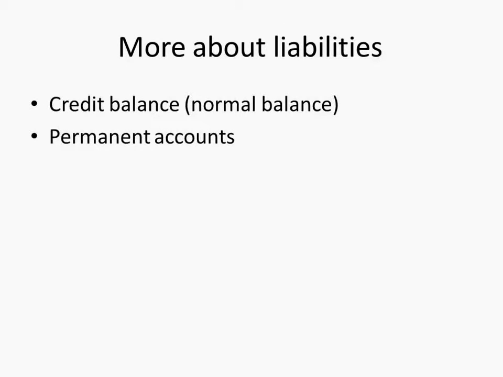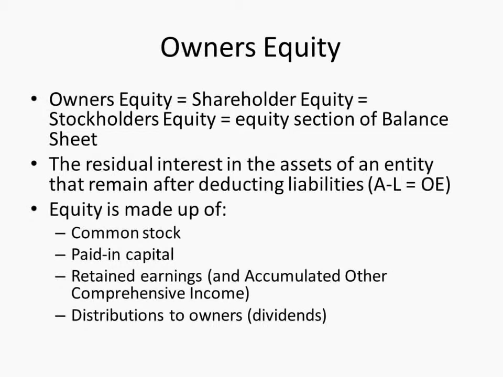Owner's equity. So I've gone over assets, I've done liabilities. So here we are in owner's equity. That's the third section of our accounting equation, which is our balance sheet. Assets equal liabilities plus owner's equity is our balance sheet, right? Those are the accounts that go on our balance sheet.